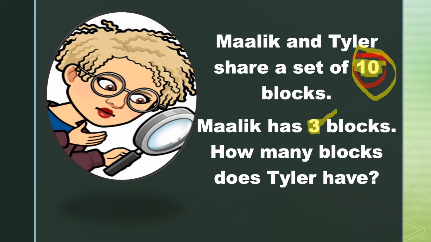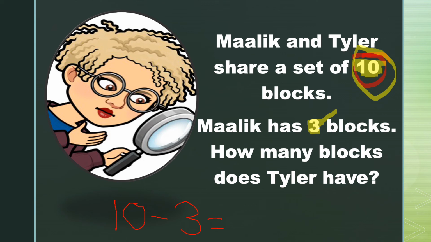Our 2 numbers are 10, because that talks about the whole group, minus, which tells us how many was taken away, 3, equals. So now that we thought about what we're doing, we have to plan a way to solve. Our best plan would be to draw a picture to solve this problem.